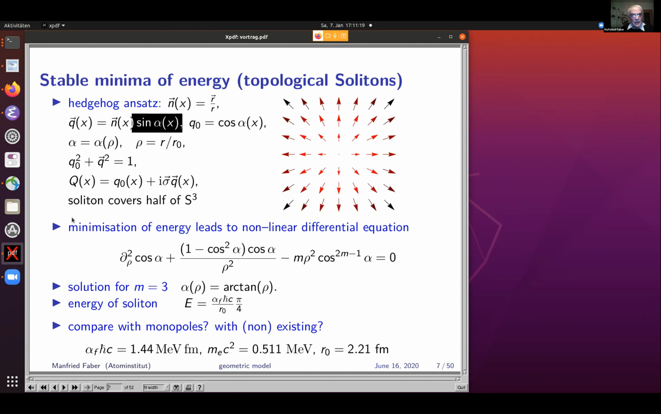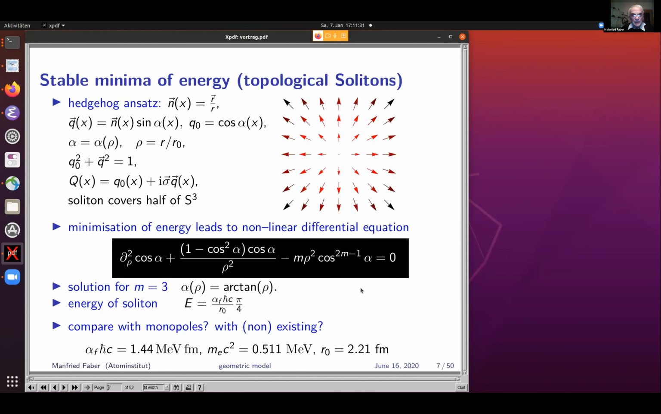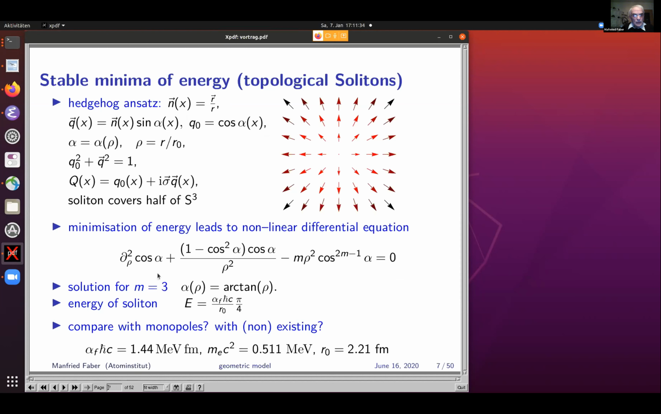And I can minimize the energy from the Lagrangian. I get the energy density, and I minimize the energy. I solve the Euler-Lagrange equations, and this is the Euler-Lagrange equation for this spherically symmetric solution. I told you that I take power 6 of Q0, Q0 to the 6, so m equals 3. Q0 to the 2m, I was writing. And there's a very simple solution of this nonlinear equation, and this is simply arctangent of rho. Rho is, by the way, r over r0. So the radius in femtometers or meters divided by this length scale r0, which is of the order of the classical electron radius.